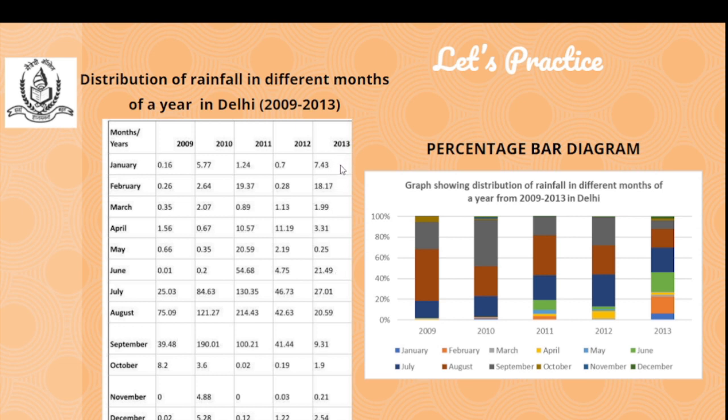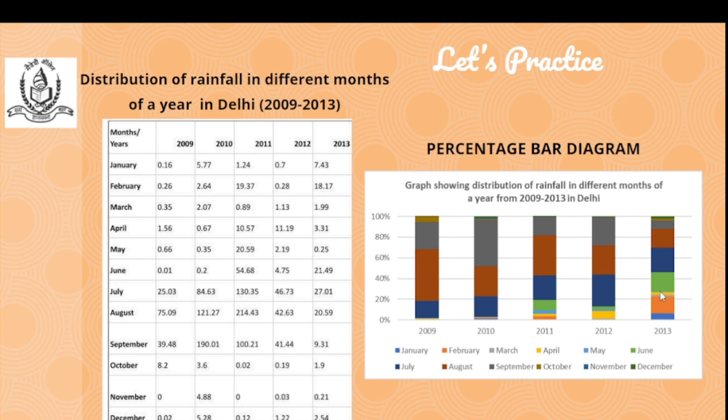Say 2013, you have 12 different values, so each of these values has to be converted first into a percentage value, and then you will represent it as a subpart of the bar. First you will represent the value of January, and just above the value of January, you will represent the percentage value of the rainfall observed in the month of February in 2013.